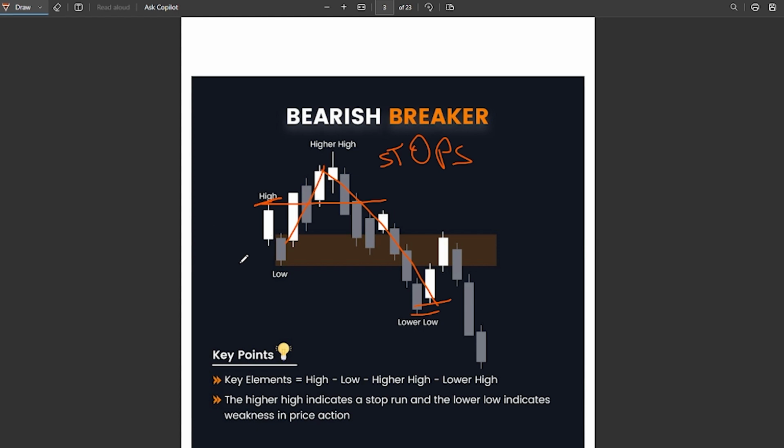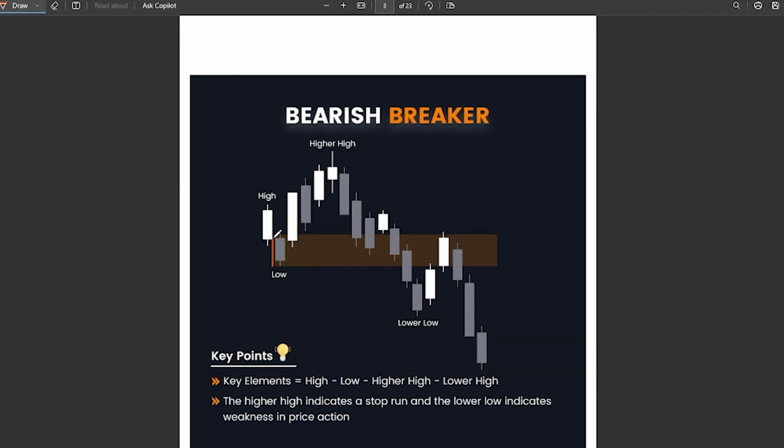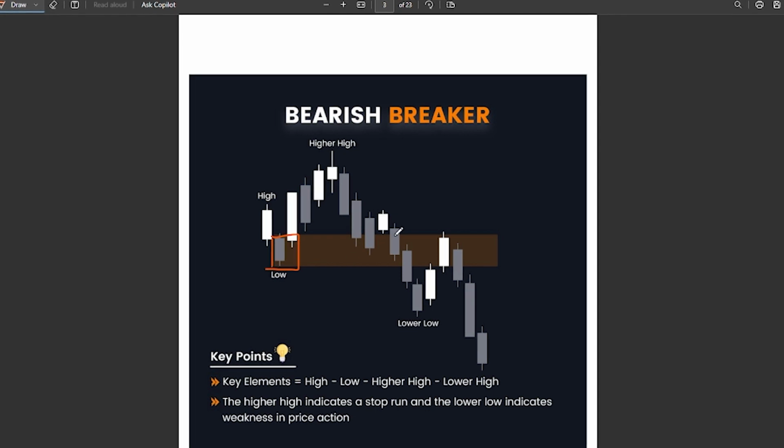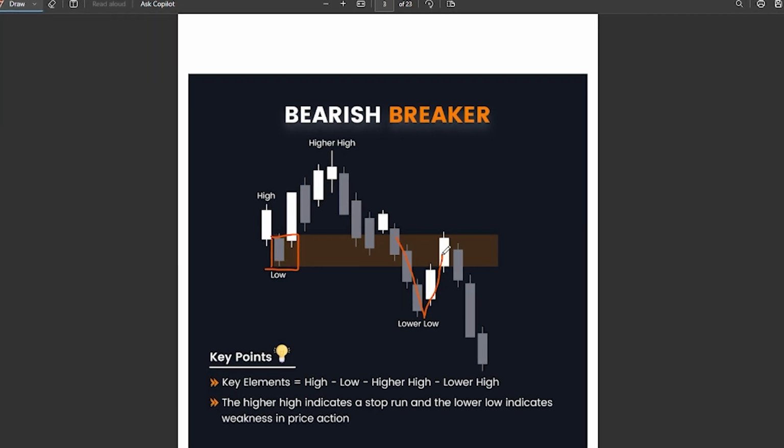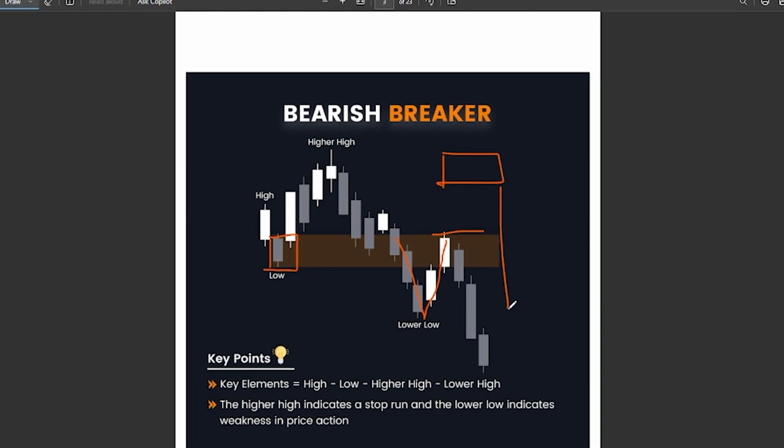Now how will you trade it? Once you know that there is weakness in the price action, you will mark this candle as the breaker block, and once price comes and retests this block again, you will place sell orders here with a stop loss somewhere around here and target these highs.